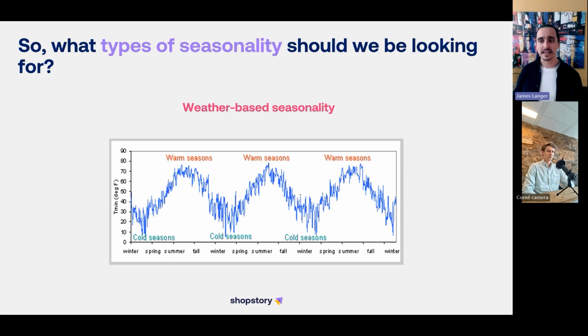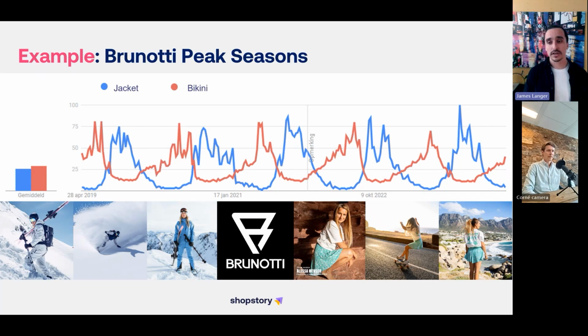So what types of seasonality should we be looking for? The first most obvious one that comes to mind is the weather-based seasonality. You've got cold seasons, you've got warm seasons. You've got products that are specific to the cold season, and you've got products that are specific to the warm season. Cornet, you want to talk through an example that you guys have worked through before?